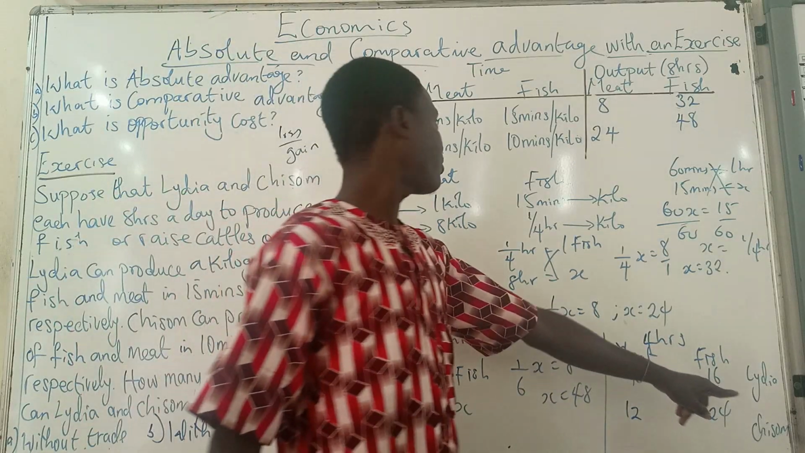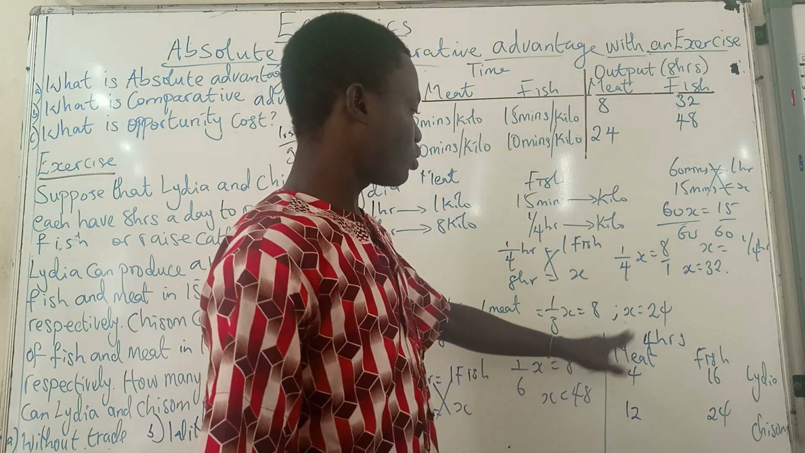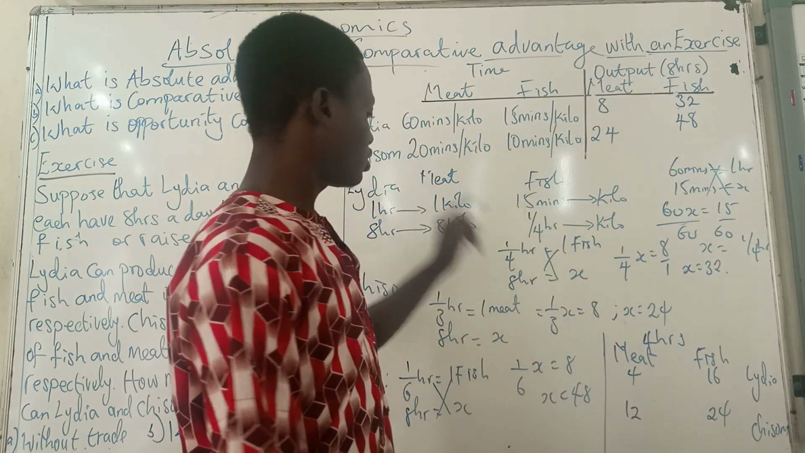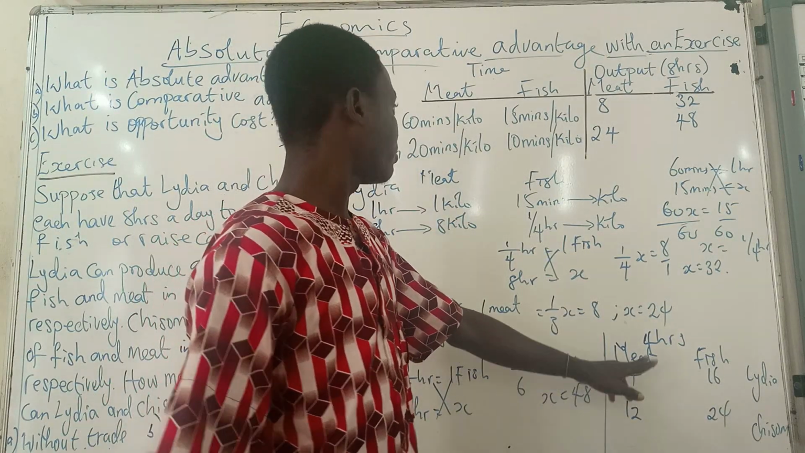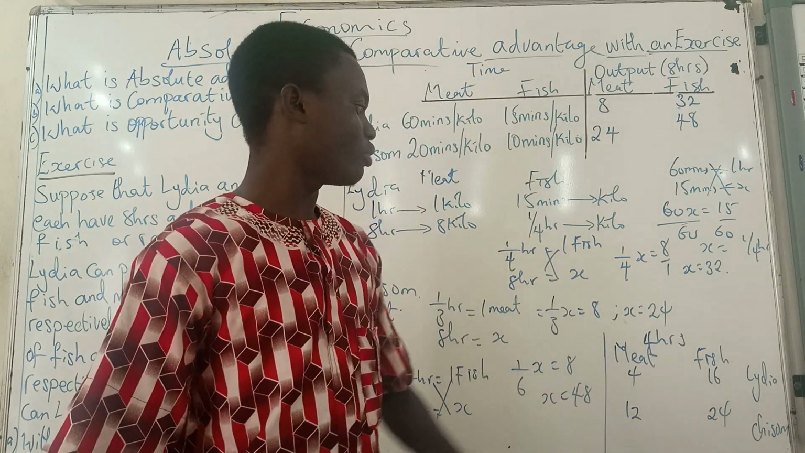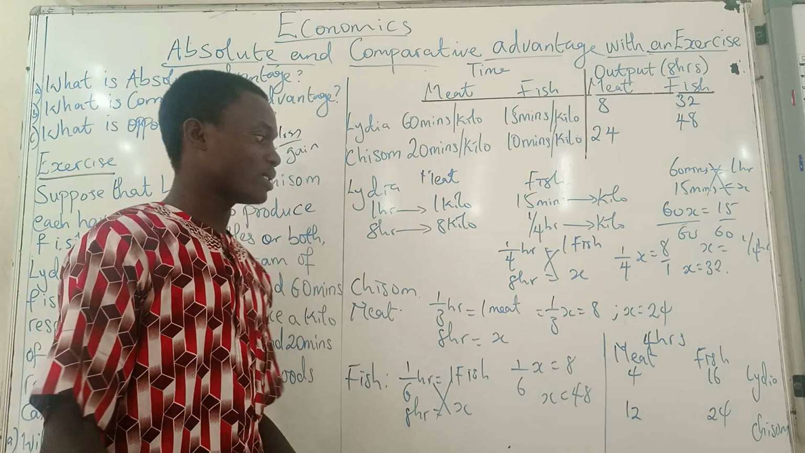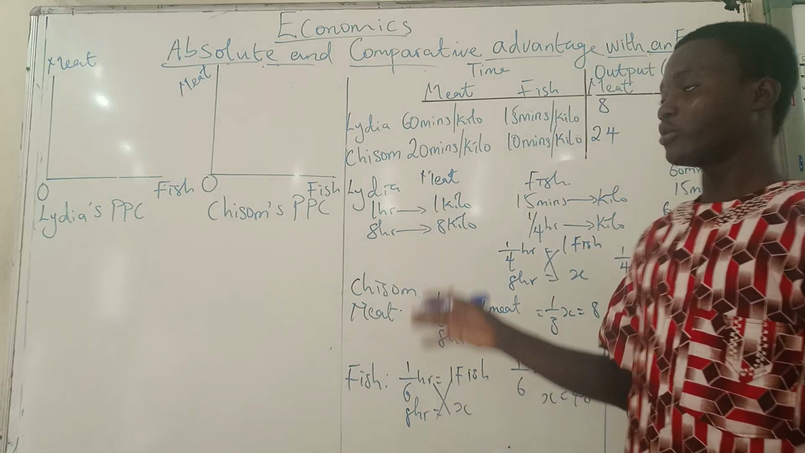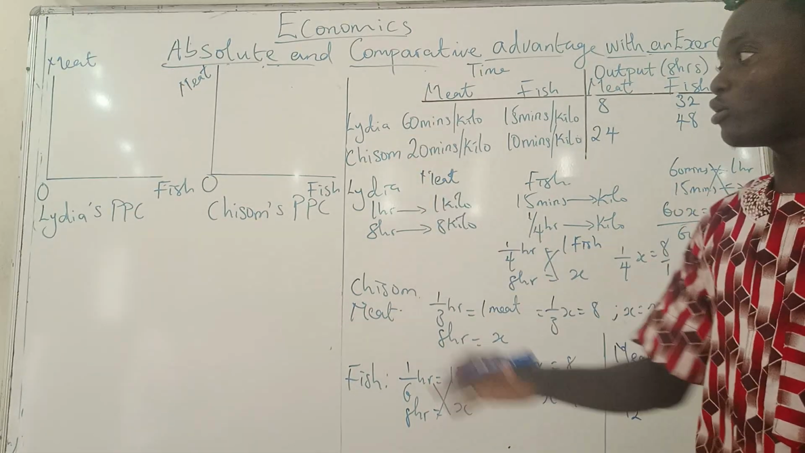So Lydia, for example, I think that's the first person, will be able to consume 4 kilo of meat and 16 kilo of fish, and then Chisholm will be able to consume 12 kilo of meat and 24 kilo of fish. So we are going to sketch the PPC right now that is going to depict all of these things. Here now. So I'm going to sketch all of this here, but I want you to follow what I'm going to do.